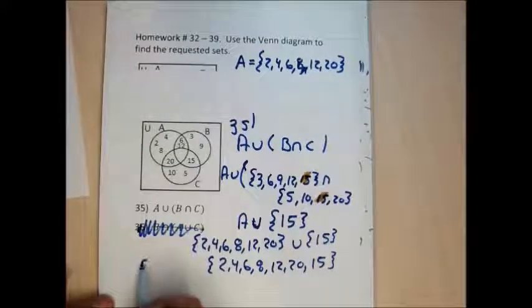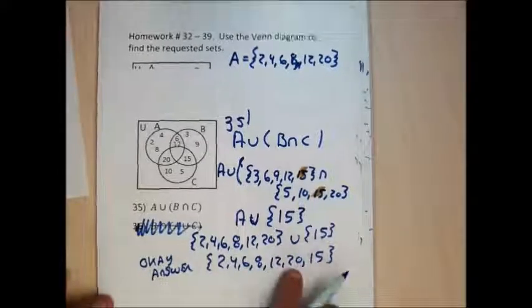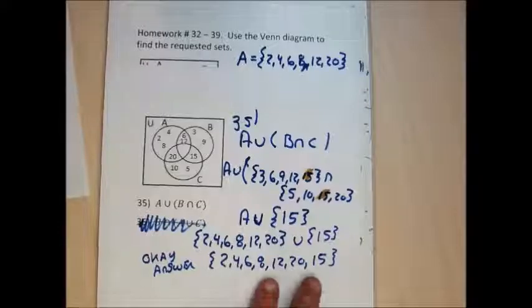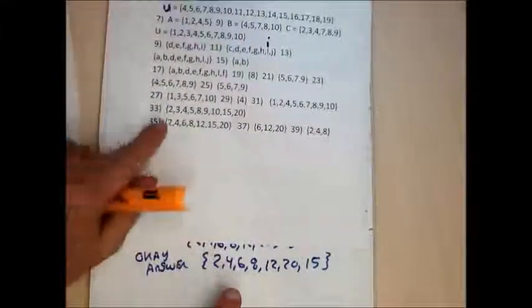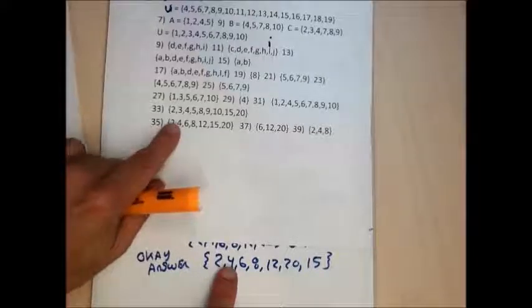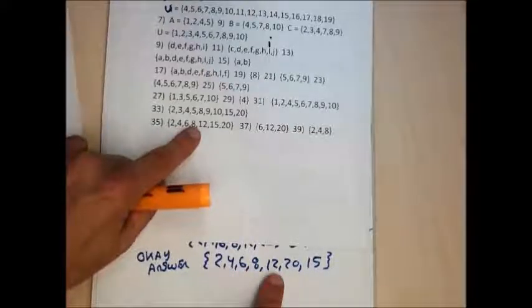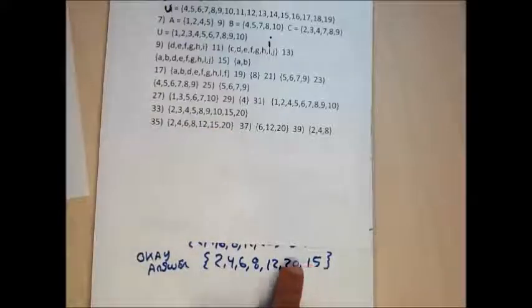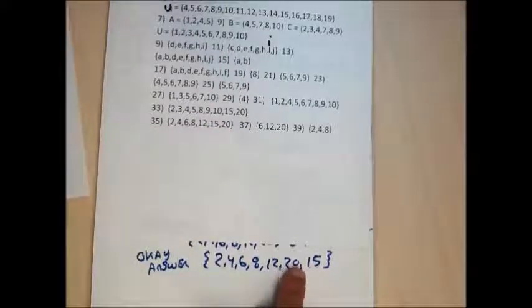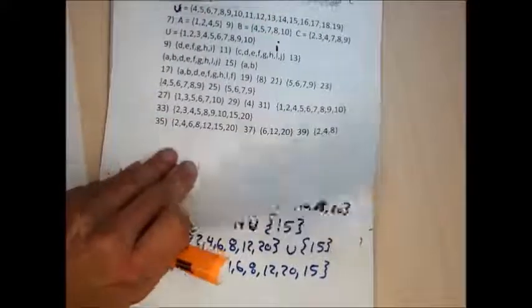This is an okay answer. As a matter of fact, I don't care to write this again so that the 15 is before the 20. You don't have to write the numbers in ascending order. When I wrote my answer for 35, I see 2, 4, 6, 8, 12, and then 20, 15. I don't care if the numbers aren't in ascending order. It wouldn't be that hard to write it in ascending order, but it's not absolutely necessary.